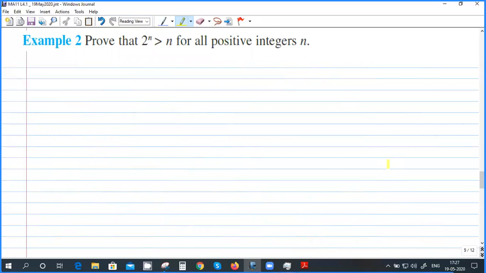Okay, try to prove this one. First, check for small values of n and convince yourself that it's true. Check for n equal to 1. Is it true?